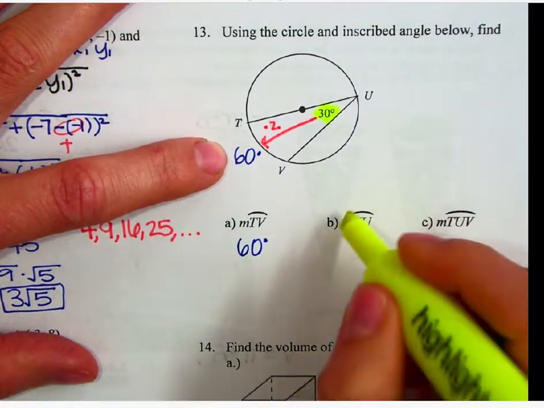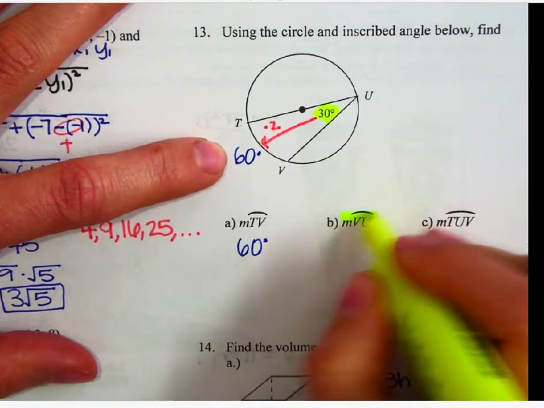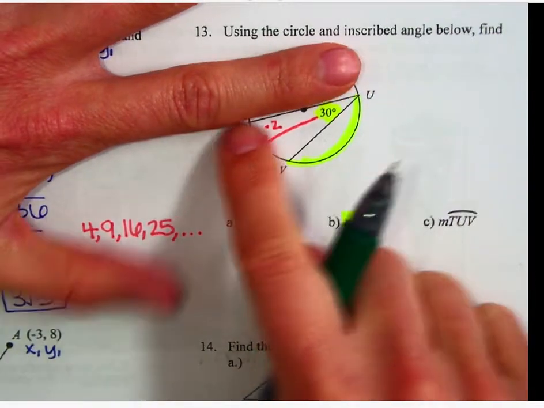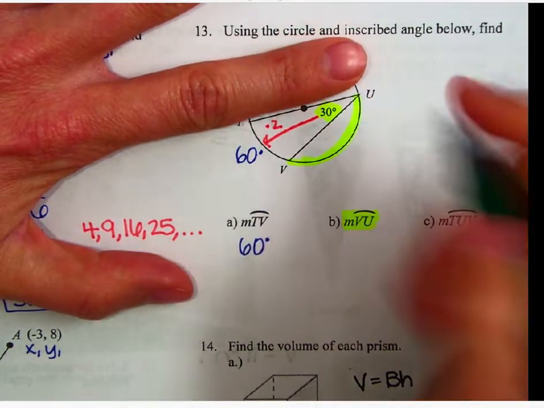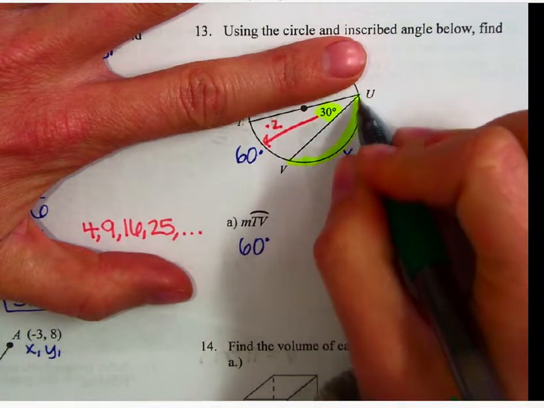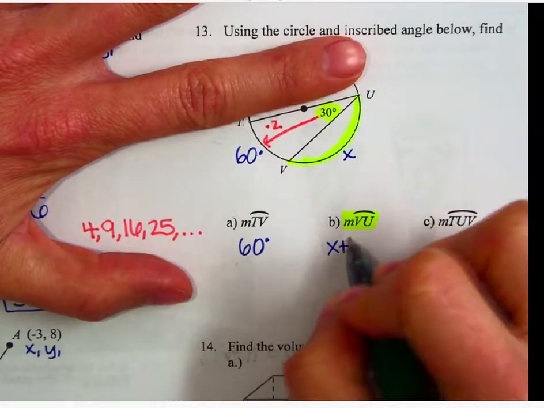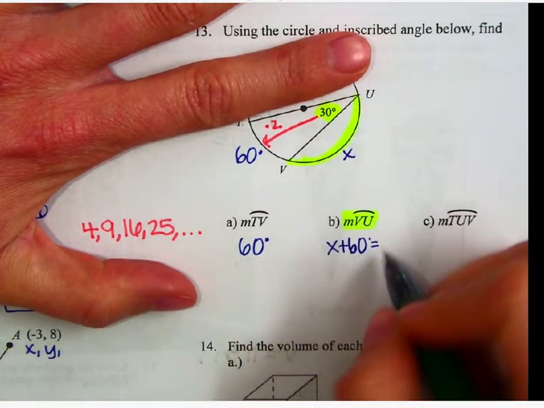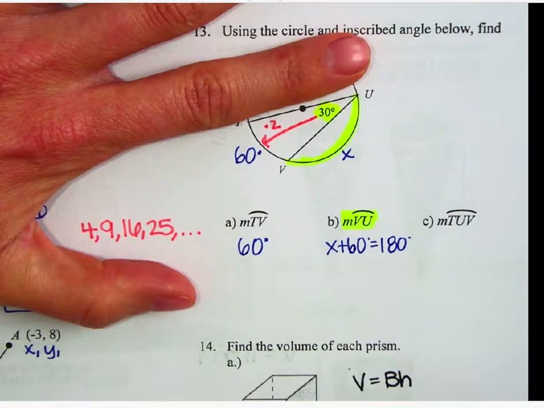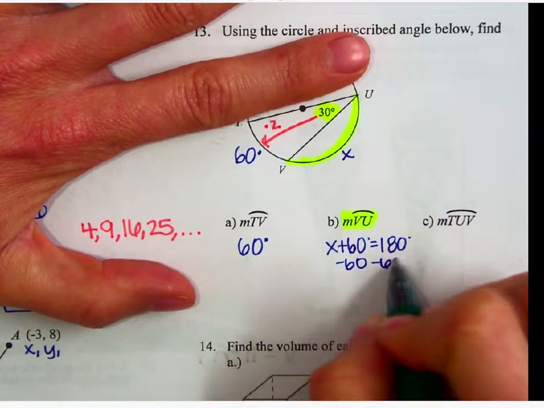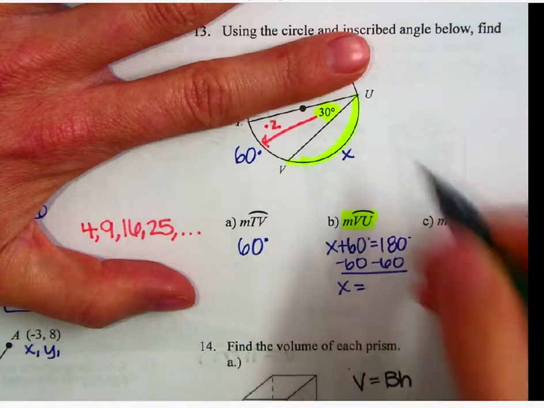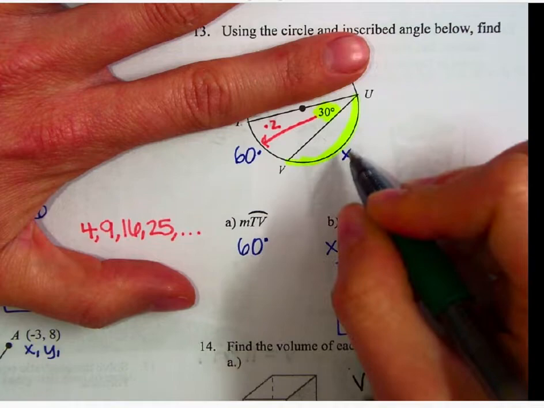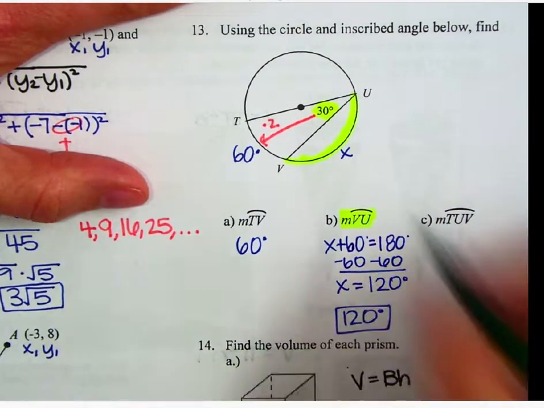Then we're going to find the measure of VU. Arc VU is here. We're going to use the fact that this is the diameter. So we know that this arc VU plus 60 degrees equal half of the circle, which is 180 degrees. So then that means that arc VU that I highlighted must be 120 degrees. 120 degrees. I'll make a note of that.